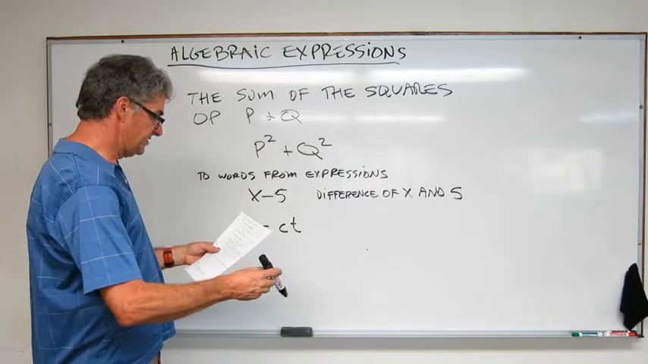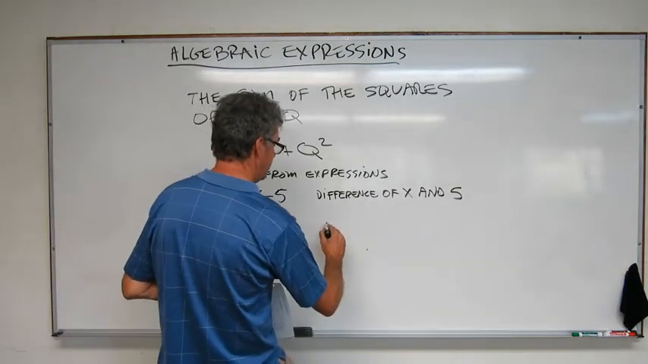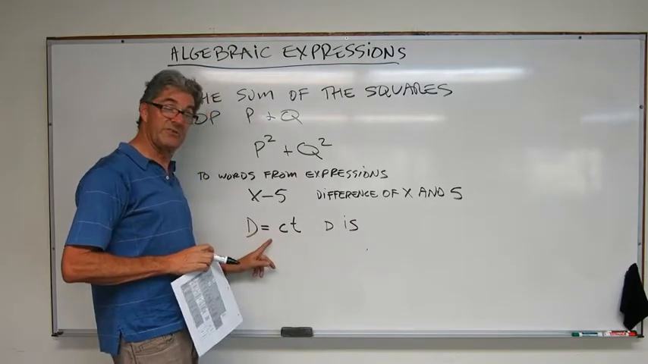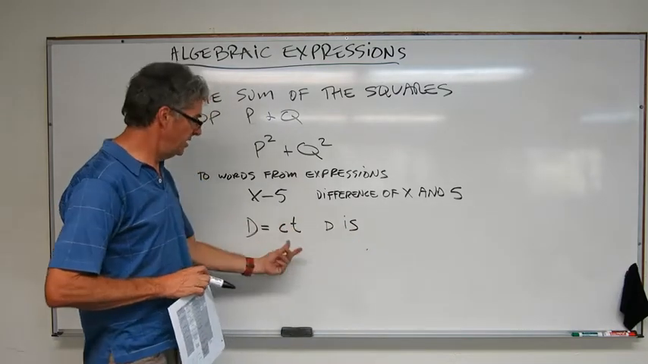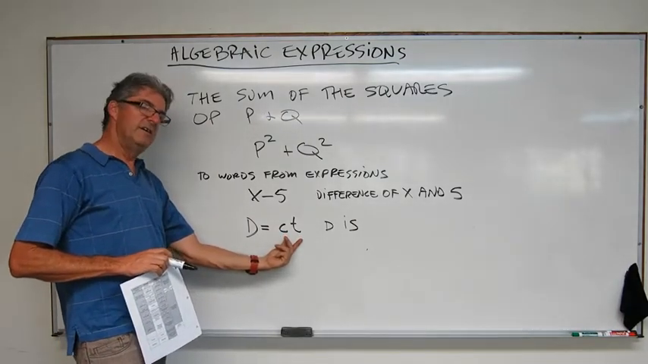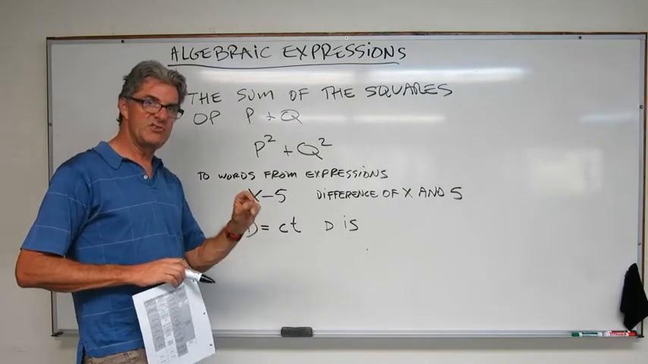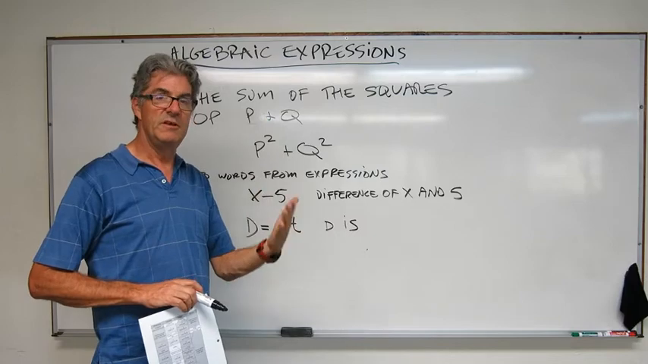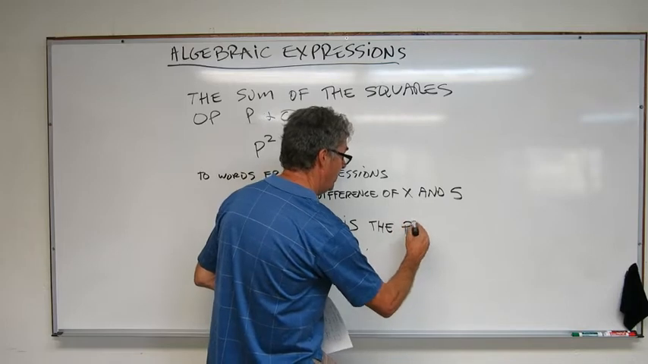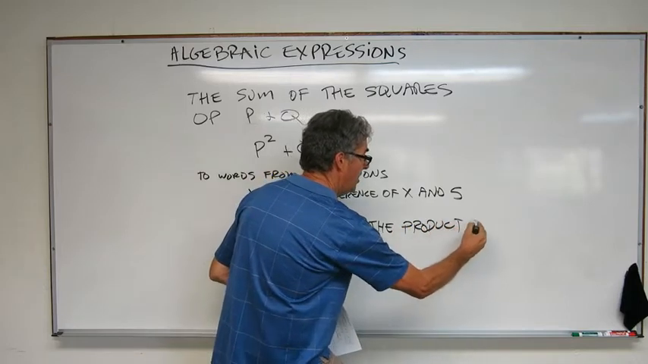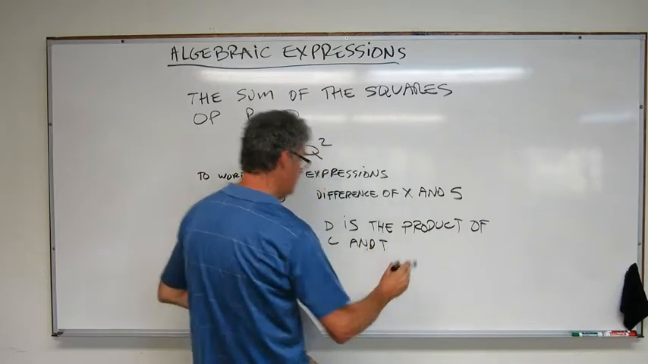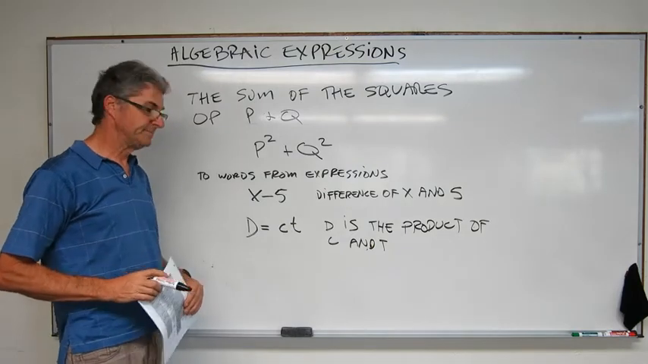Okay. This one's kind of interesting. d is. So "is" is a key word that means equals. Okay? So d is, what is this? This is c times t. Now, you could write that, but there's a better way to do that. We have a special word for when you're multiplying things. What's that word called? Product. So d is the product of c and t. Okay? So that's that one.